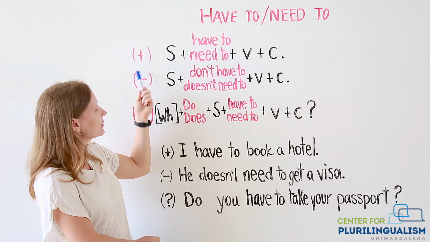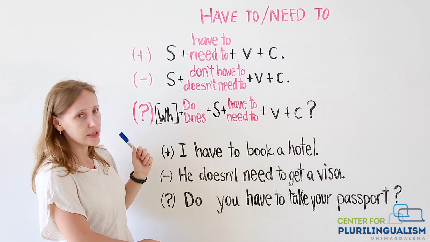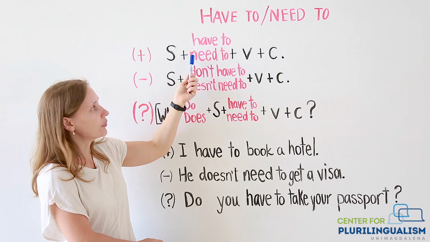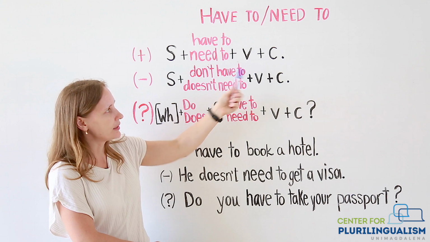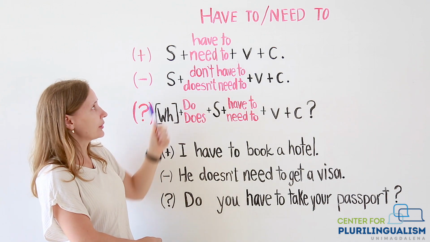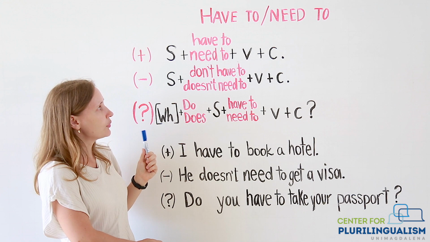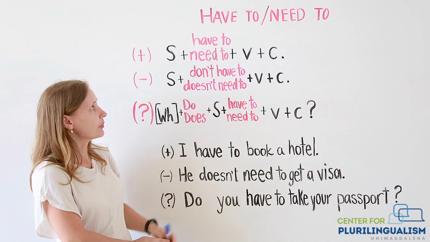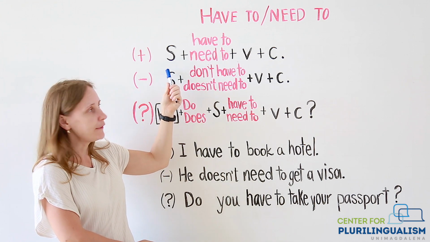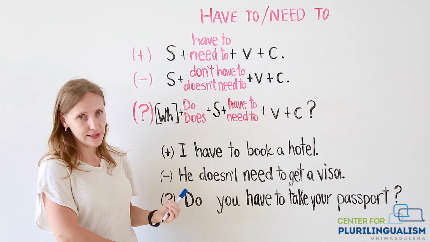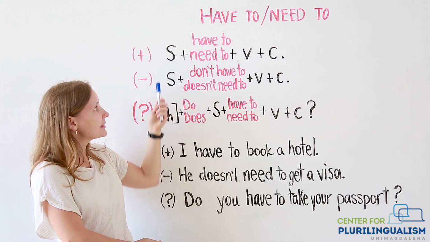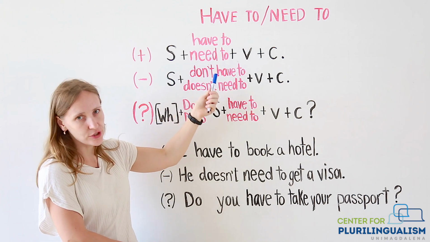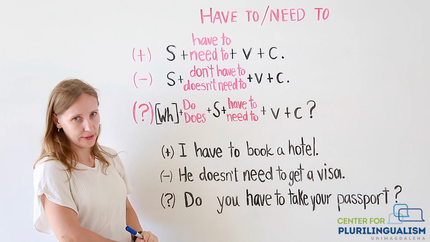So first of all, let's look at the example of an affirmative sentence. You should start it with a subject, then you need to use have to or need to, then the main verb and the complement. You should be very careful because these two verbs, have to and need to, can be conjugated. What does it mean? You can change their form. It depends on the subject. For example, if the subject is third person singular, he, she, it, in this case you will say, for example, he has to or she needs to, and then the verb and the complement.